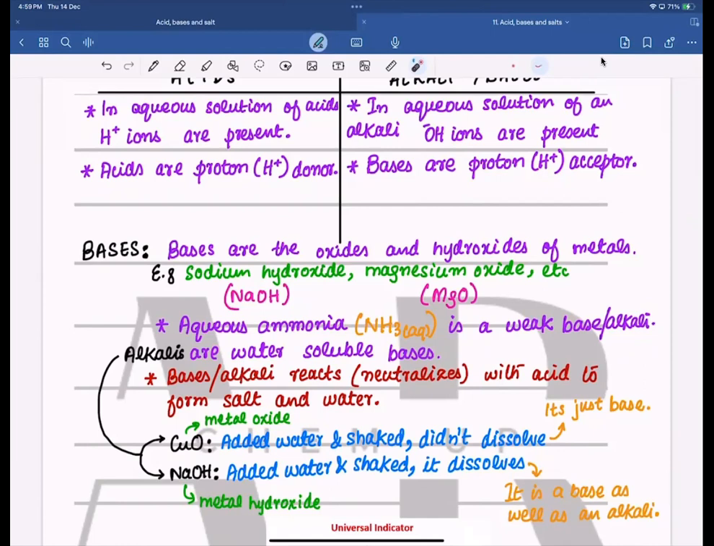Sir, all the bases react with acids to form salt and water, right? Yes.